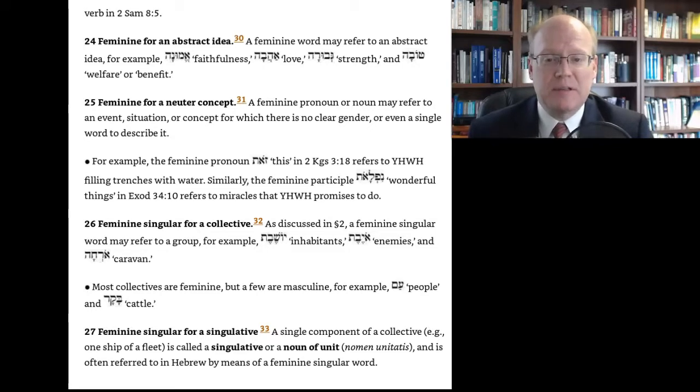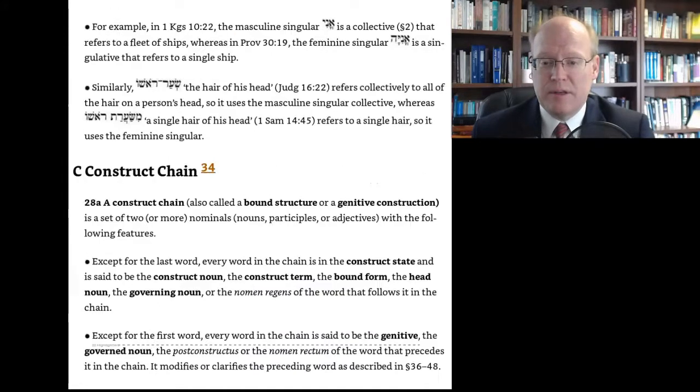Now, perhaps the singulative deserves the most comment, because occasionally a singular masculine noun will have a corresponding feminine form with a distinctive meaning. In this case, for example, the word oni is a collective that refers to a fleet of ships, whereas oniya is a singulative referring to a single ship. Unfortunately, it doesn't always run masculine collective, feminine singular. Sometimes it goes the opposite way, so you just have to know on a case-by-case basis.